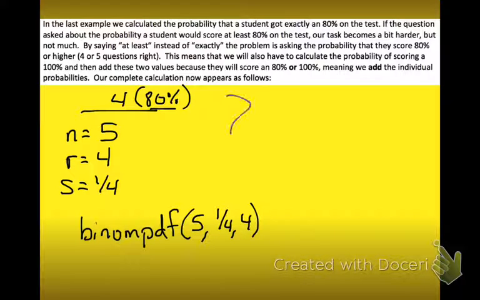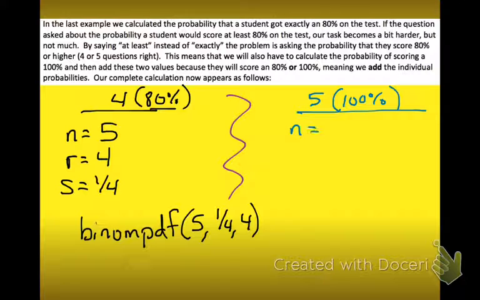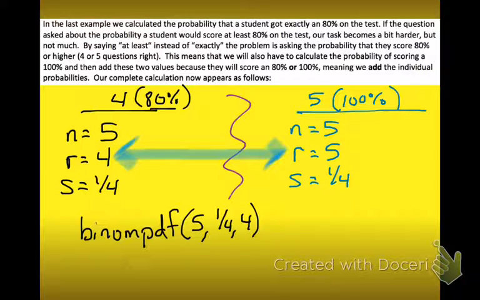And then we need to calculate the other one. We need to calculate the probability of getting 5 correct, which is actually 100%. There's still 5 questions, but now we want to get all 5 of them right, and our probability of getting 1 right is still 1 out of 4. So it's the same thing. The only difference is instead of having 4 correct, now we have 5 correct. So again, we would plug that right into the calculator, and it would be binom PDF, 5, comma 1/4, comma 5.